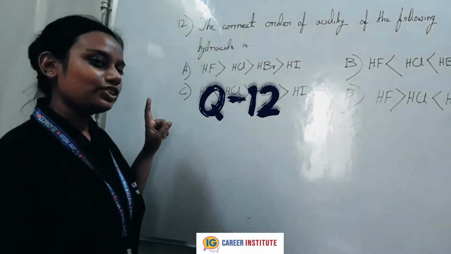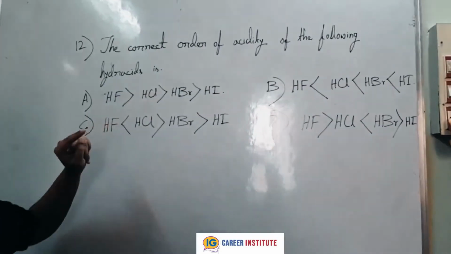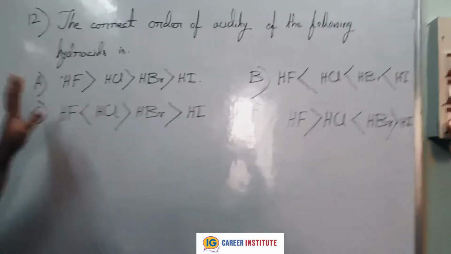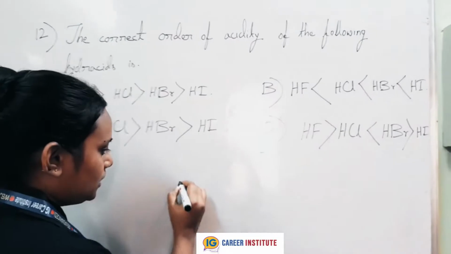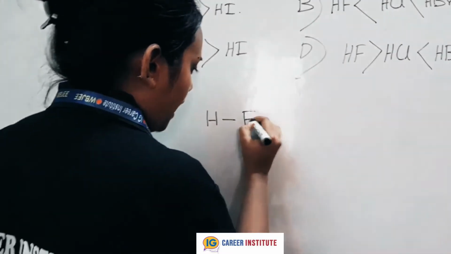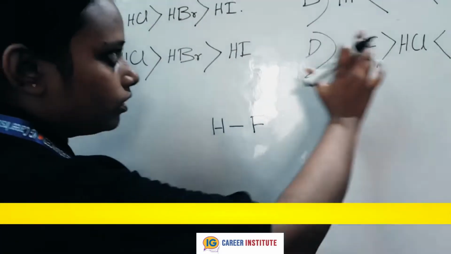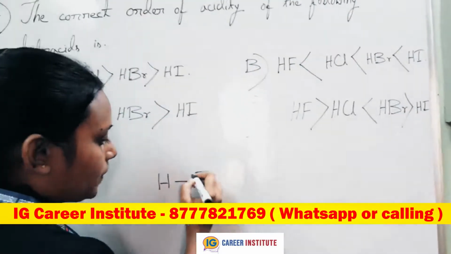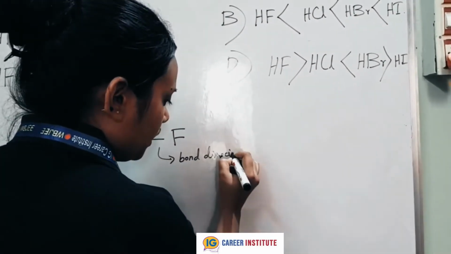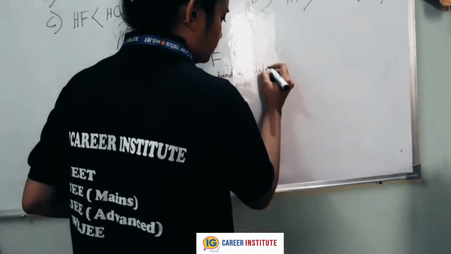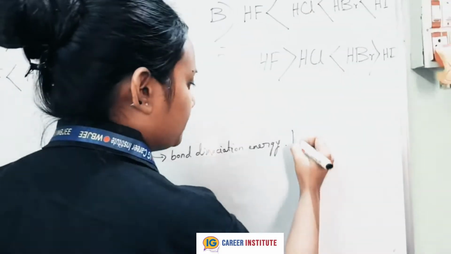Okay, so the next question given to us is the correct order of acidity of the following hydroacids is. So we have to predict the proper order of acidity of HF, HCl, HBr and HI. So let's start with HF. Now, hydrogen fluoride has a strong bond. It has rather the strongest bond among all these 4. Why? Because the bond dissociation energy of this HF bond is quite high.